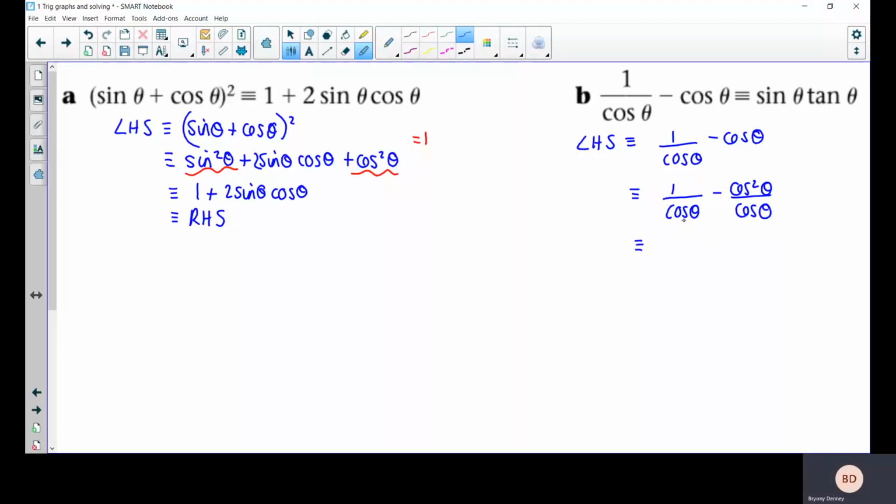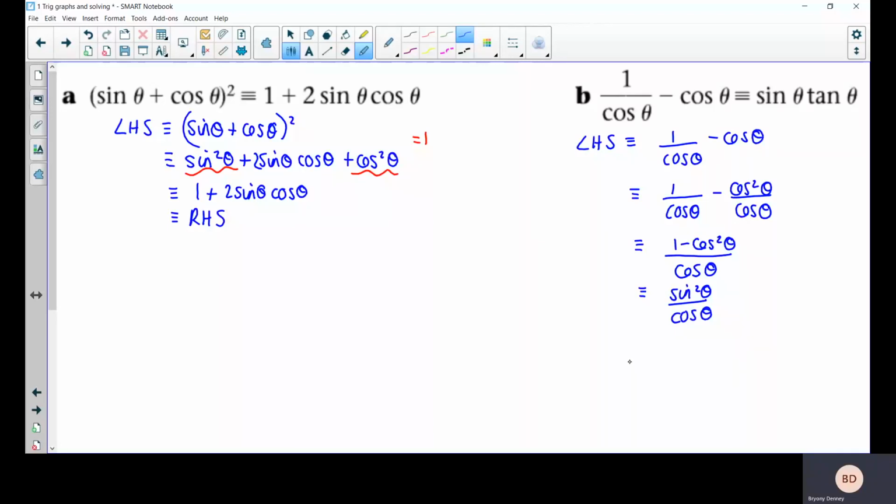That would just still give me an answer of cos theta. And why am I doing that? Well, I can make these two parts into the same fraction now. And they both have a denominator of cos theta. So I'm just going to combine the numerators together and write it over the same common denominator. Now 1 minus cos squared theta is equal to sine squared theta. So I'm going to change that to sine squared theta.